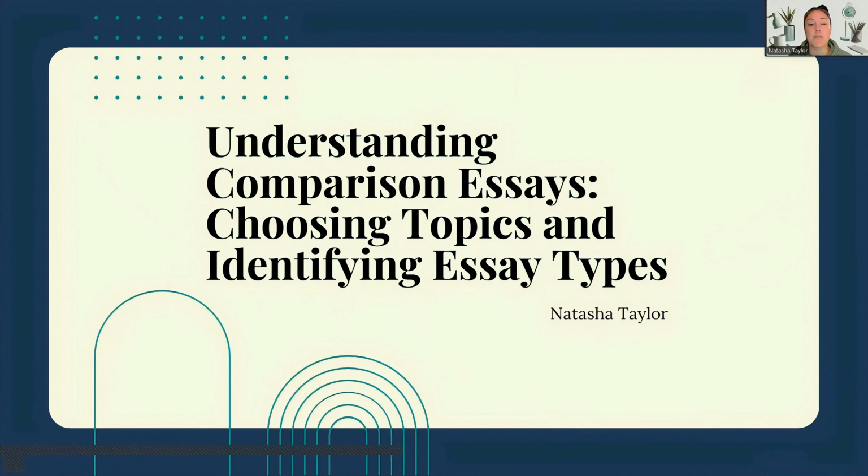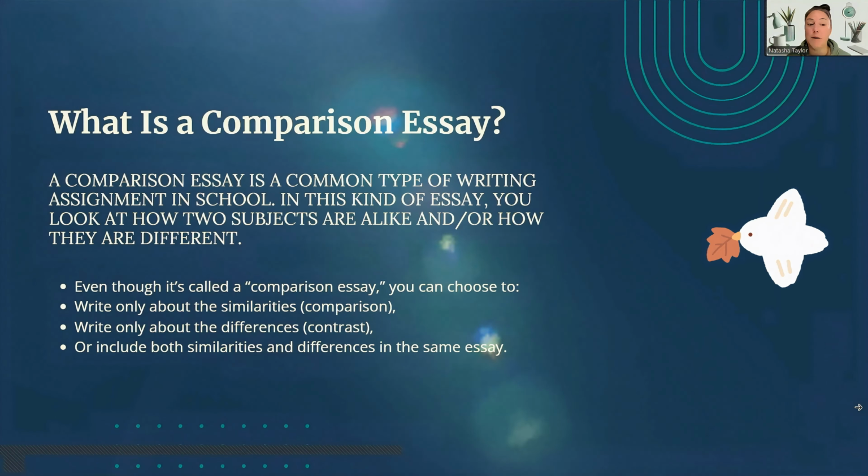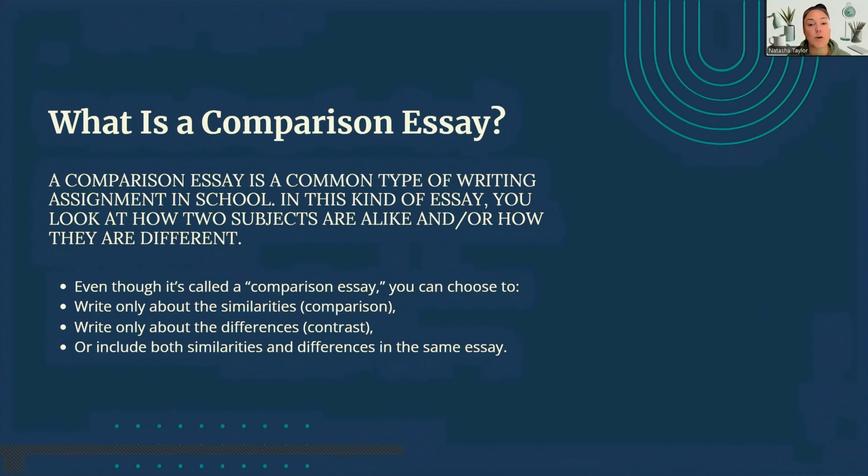Next, we're going over understanding comparison essays, choosing topics, and identifying essay types. What is a comparison essay? Well, a comparison essay is a common type of writing assignment in school. In this kind of essay, you look at how two subjects are alike and how they are different. So even though it is called a comparison essay, you can choose to write only about the similarities, which is a comparison, write only about the differences, which are a contrast, or include both similarities and differences in the essay. Coming up, I'll show you how to come up with strong comparison topics.